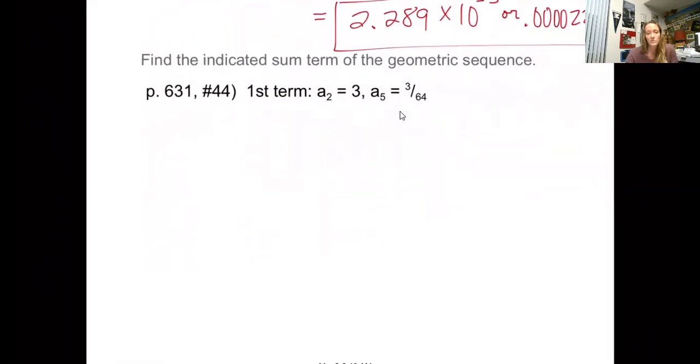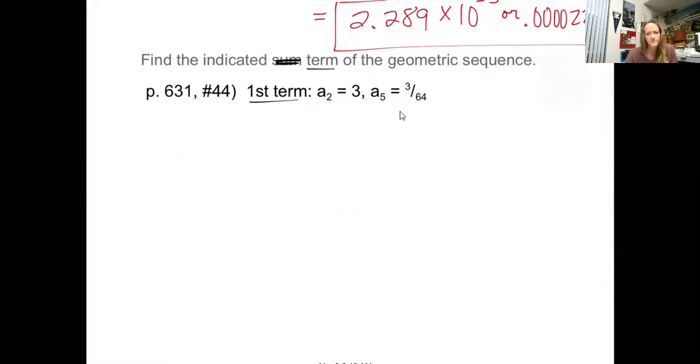Pause me, rewind me if it was too fast. Here we are, find the indicated term. That word sum is totally a typo. That should not be there. Let's get rid of that. There we go. Find the indicated term.